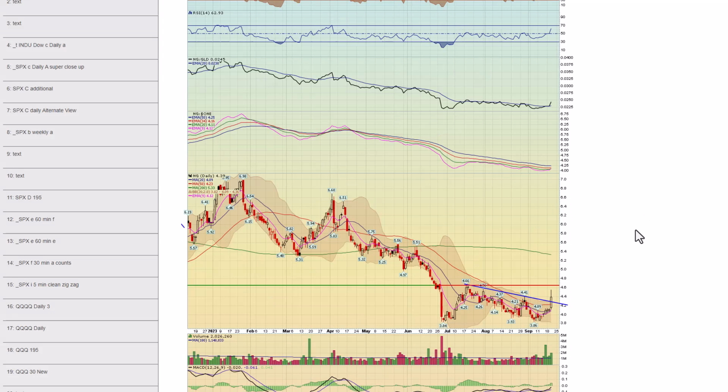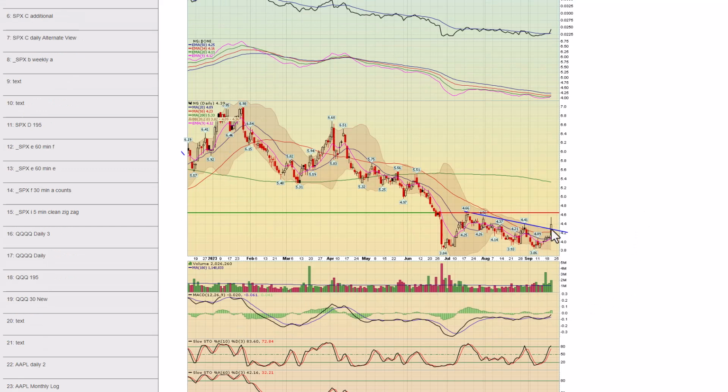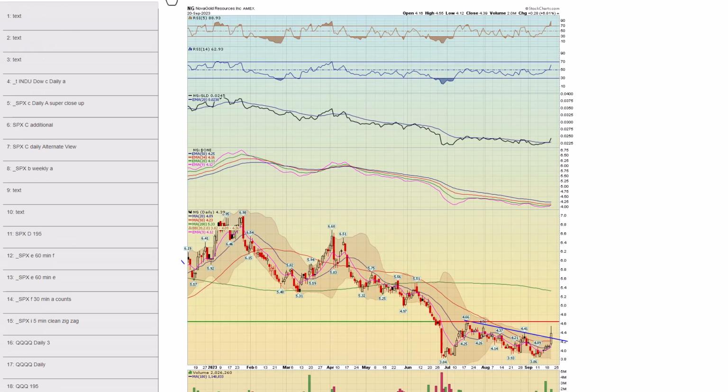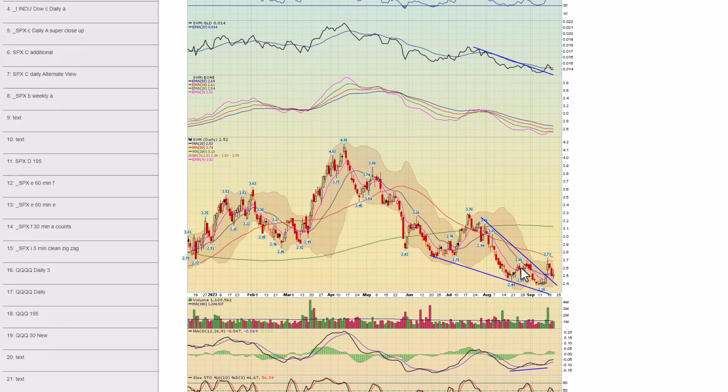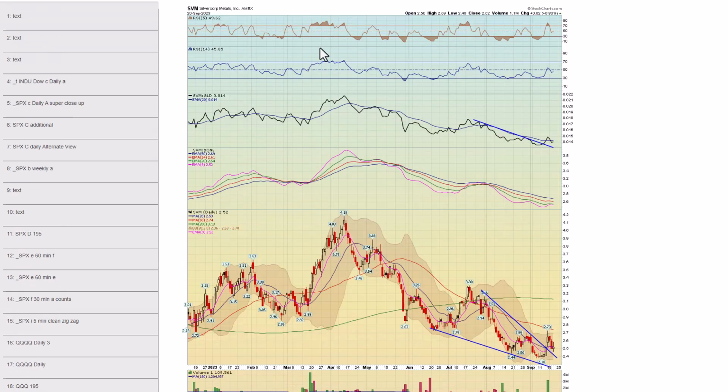Chart 72, NG. Another one. This one had a nice pop today off the highs, with good volume coming into it. Finally, chart 73, SVM. Another one. It broke out of a wedge and is pulling back. It still honestly looks okay if it can hold and stay above this broken trend line.